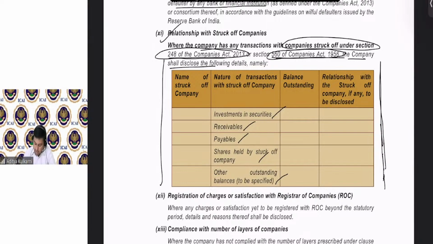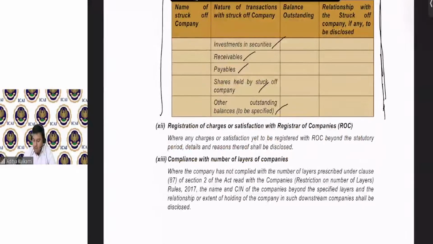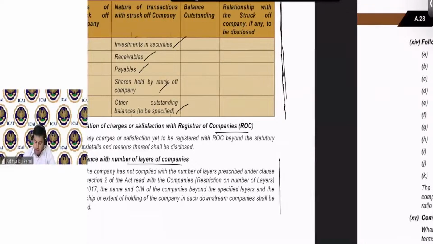Coming to the next one, registration of charges or satisfaction with registrar of companies. Where satisfaction of charges or charges itself you have not registered, or it is not registered within the statutory period, then you will have to explain the reasons thereof. Compliance with number of layers of companies: there is a requirement where you cannot have more than 2 layers of parent and subsidiaries. When you have complied, fair enough. If you have not complied, you will have to disclose that specifically.